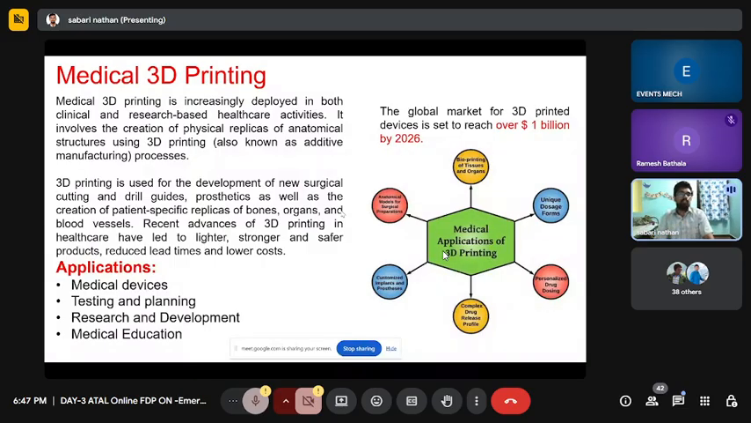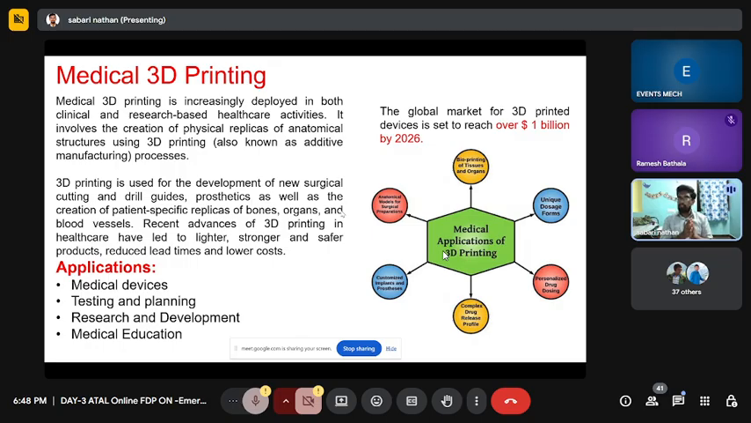So coming to medical 3D printing, which is nothing but when you are fabricating medical application products using 3D printing technologies, we call it medical 3D printing. Not only medical models, medical applications such as implants, everything which comes under medical, we call medical 3D printing. Mostly we cover medical devices, pre-surgical studies, R&D, as well as medical education. These are the main applications that medical 3D printing involves.